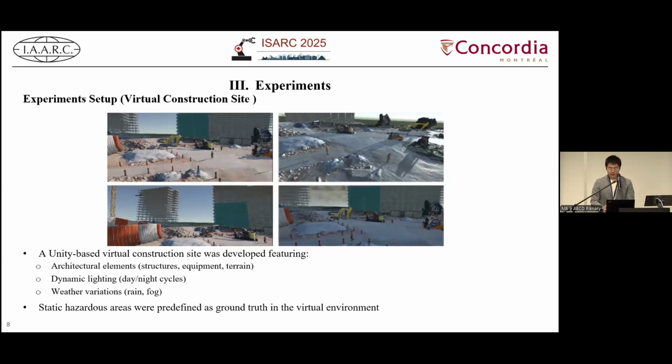First, we built a virtual construction site using Unity. It simulates realistic conditions, structures, equipment, dynamic lighting, and weather effects. Static hazardous areas were predefined and used as ground truth. After validating performance in this virtual environment, we applied the best performing approach in 20 real-world videos from 13 construction sites.